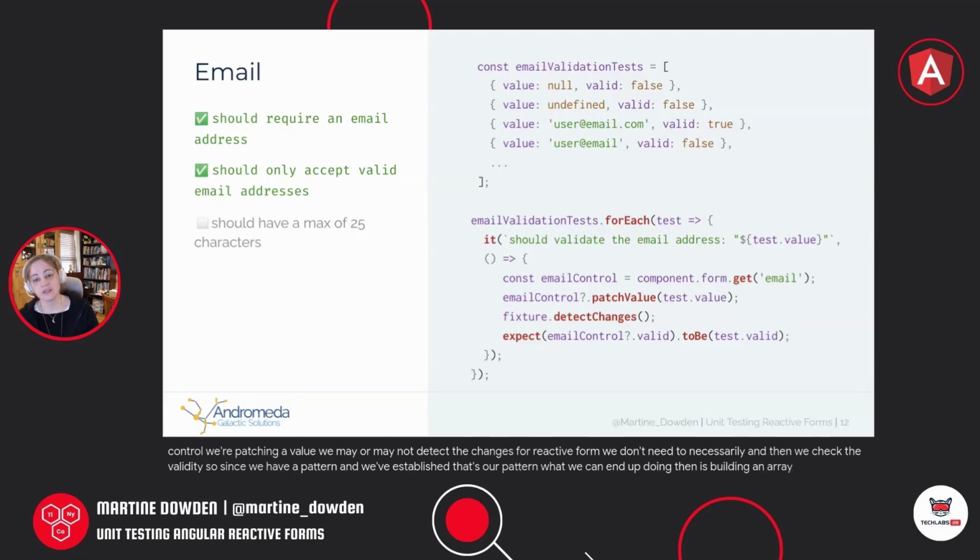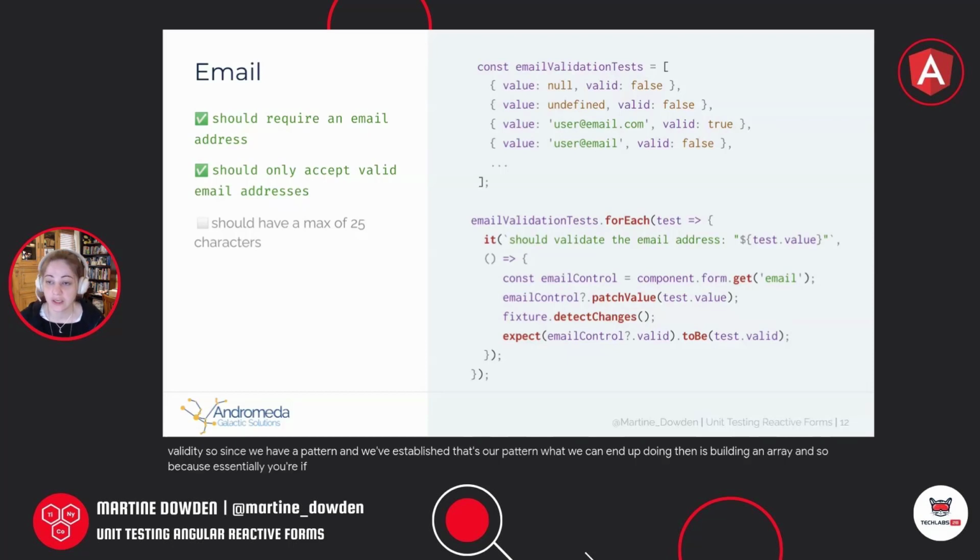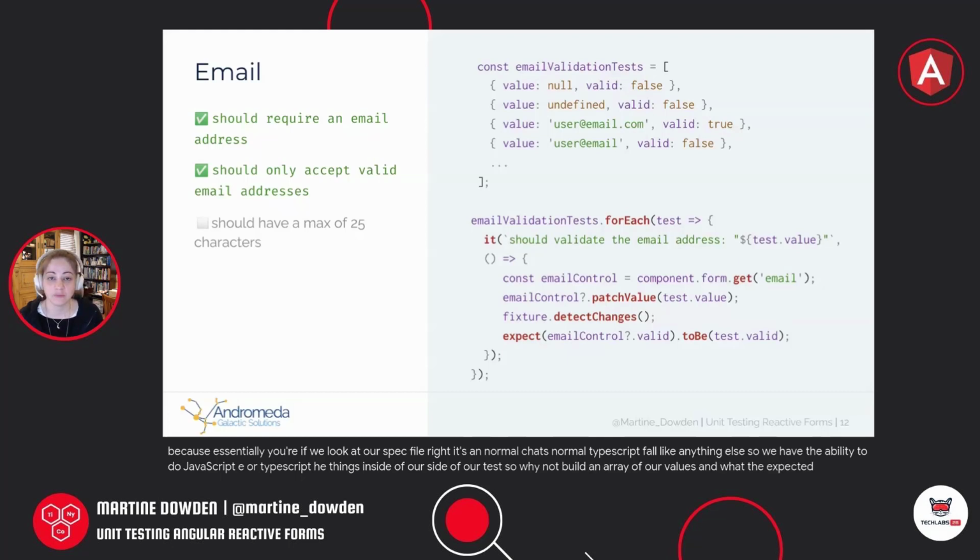an array. Because if we look at our spec file, it's a normal TypeScript file like anything else. So we have the ability to do JavaScripty or TypeScripty things inside of our test. So why not build an array of our values and what the expected output should be, so that we can write the test once and just start feeding it some values and go ahead and get the output.